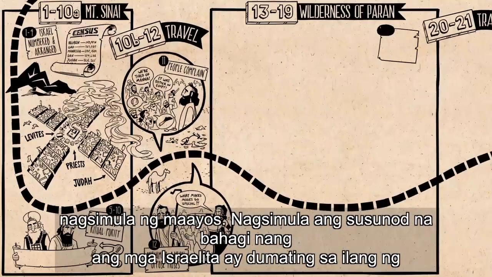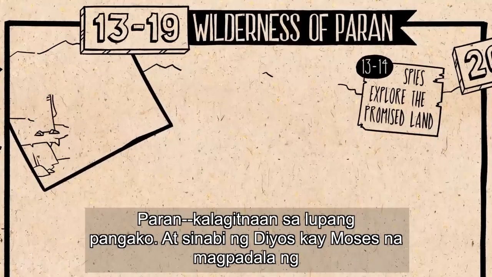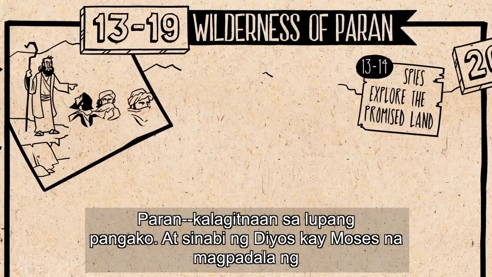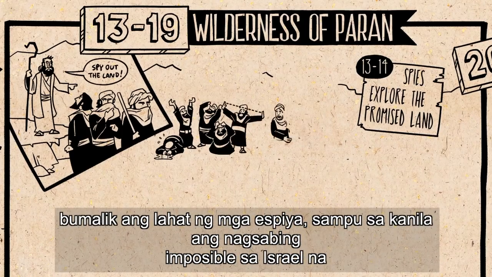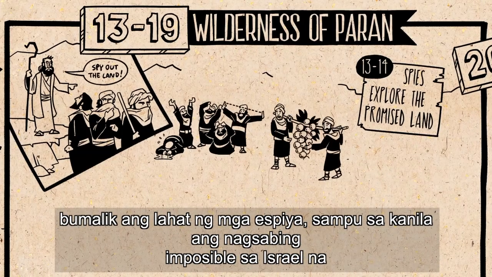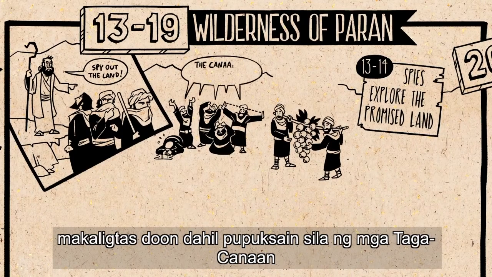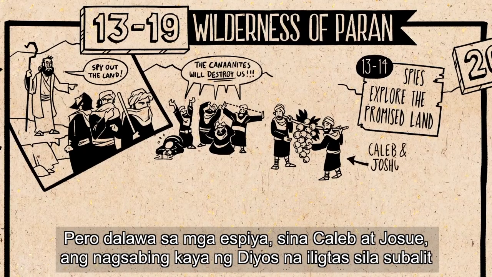The next section begins as the Israelites arrive in the desert of Paran, about halfway to the Promised Land. And God tells Moses to send out the 12 spies, one for each tribe, so they can scout out the Promised Land. So when the spies all return, 10 of them say that there is no chance Israel can survive there because the Canaanites will destroy them. But there are 2 spies, Caleb and Joshua, who say that God can save them.